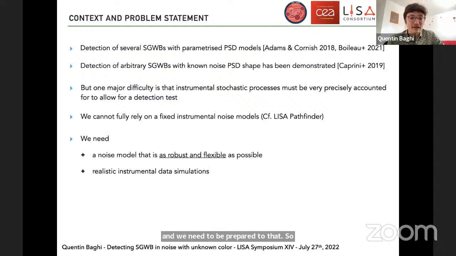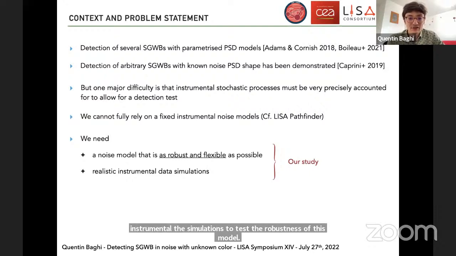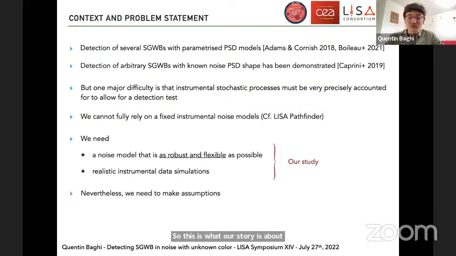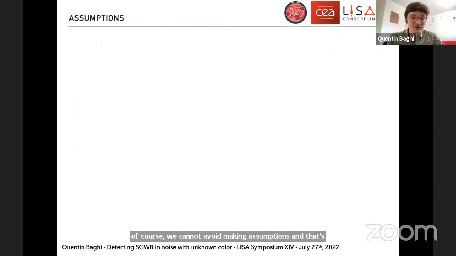So we think we need two things. Well, the first is a robust and flexible model for the noise, and second, of course, realistic instrumental data simulations to test the robustness of this model. So this is what our study is about. Of course, we cannot avoid making assumptions, and that's why I will tell you what assumptions we have made in this study.